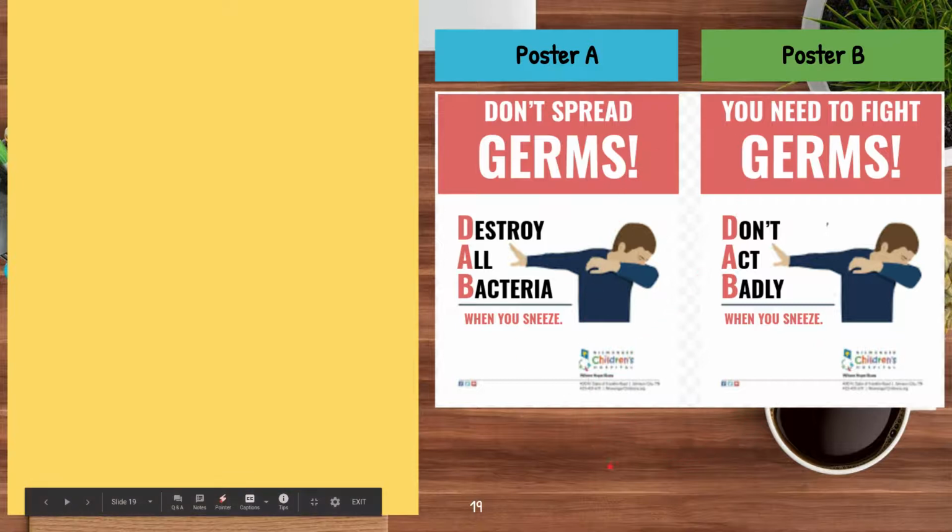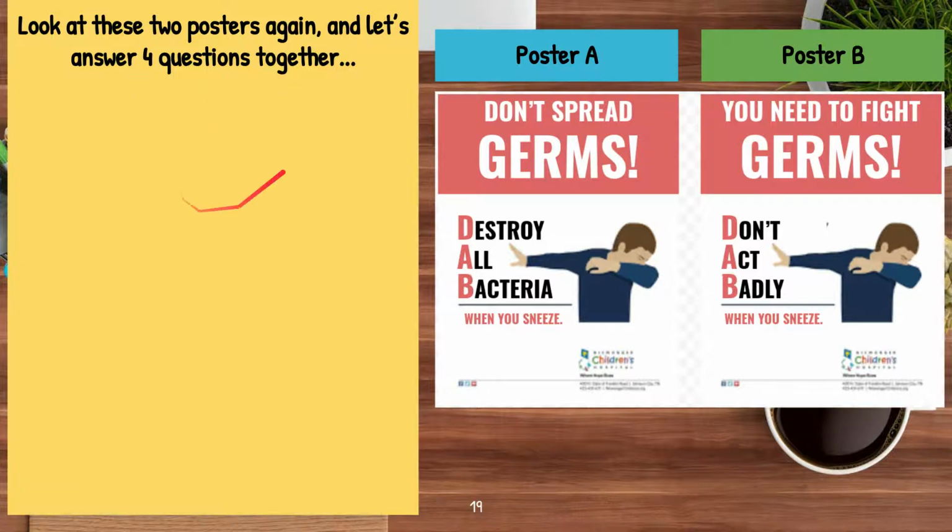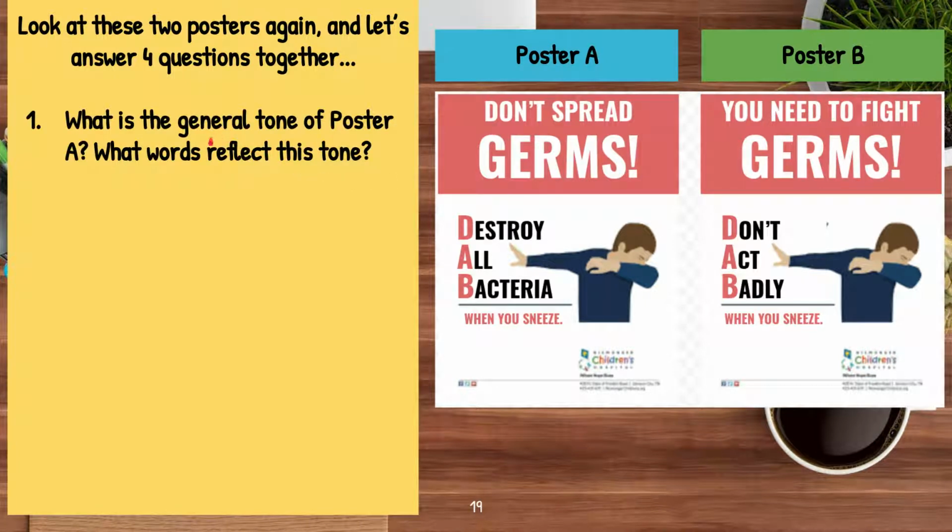Take a look at these 2 posters again, right? And basically, we're going to go through those 3 steps by answering these 4 questions. We did this in class, right? So what is the general tone of poster A? What words reflect that tone, right? Don't spread germs, destroy all bacteria when you sneeze.